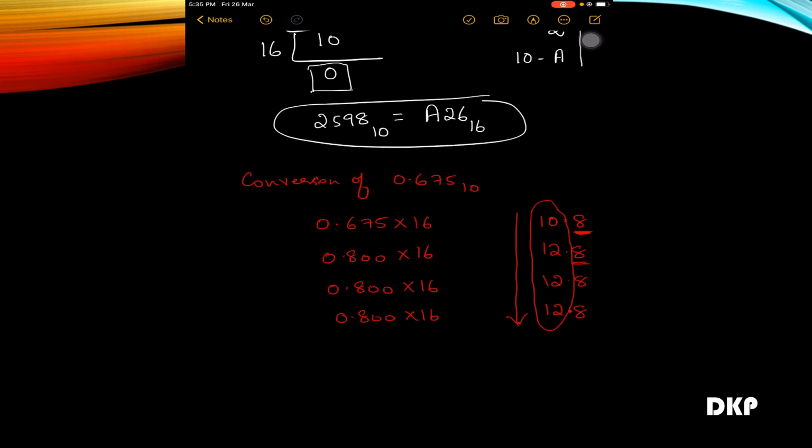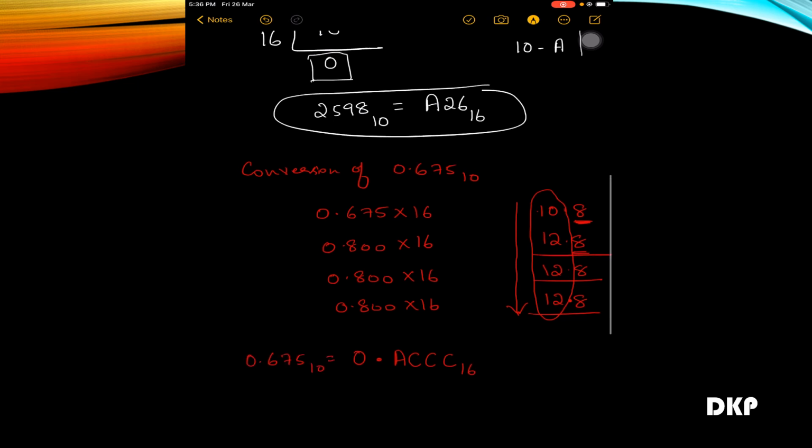So it is, you cannot write 10 as it is. Instead of 10, what will you write? A. A represents 10. What about 12? C represents 12. So three C's will be there, because 12 was repeated thrice. Therefore, point A C C C to the base 16. This is the conversion of 0.675 to the base 16.